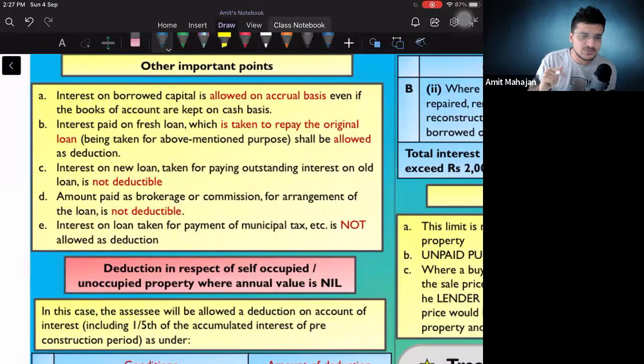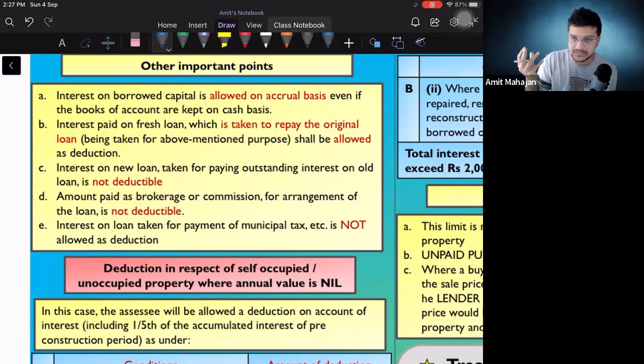सेकेंड इज इंटरेस्ट पेड ऑन फ्रेश लोन विच इज टेकन टू रीपे द ओरिजिनल लोन शैल बी अलाउड एज डिडक्शन। एक लोन पहले ही चल रहा है, उसका इंटरेस्ट का पेमेंट करना है। आई एम नॉट एबल टू रीपे द ओरिजिनल लोन, उसके लिए मैंने और एक लोन लिया, वो ओरिजिनल लोन रीपे करने के लिए। थोड़ा कॉम्प्लिकेट हो सकता है। एक हाउस प्रॉपर्टी है, हाउस प्रॉपर्टी परचेस करने के लिए आई हैव टेकन अ लोन। ओके, वो लोन रीपे नहीं हो रहा है और वो बैंक चिल्ला रहा है उधर से, पैसा दे पैसा दे.